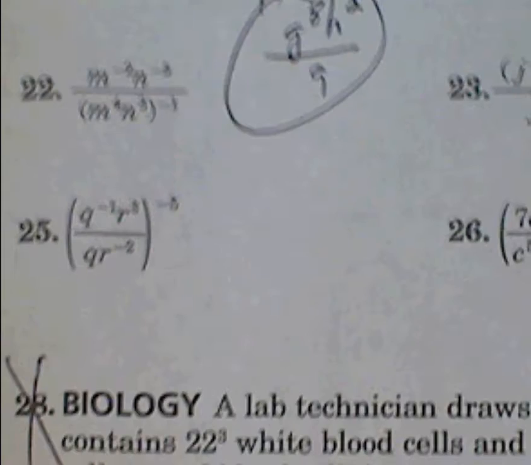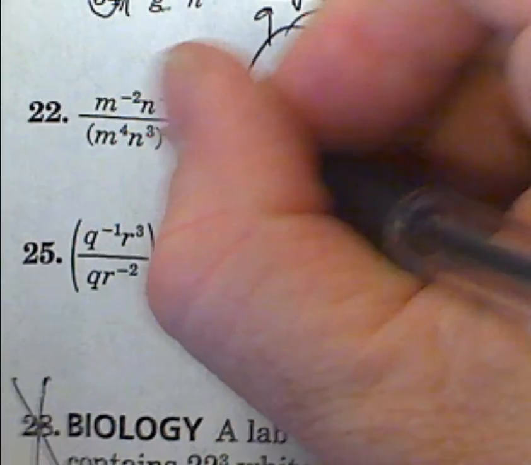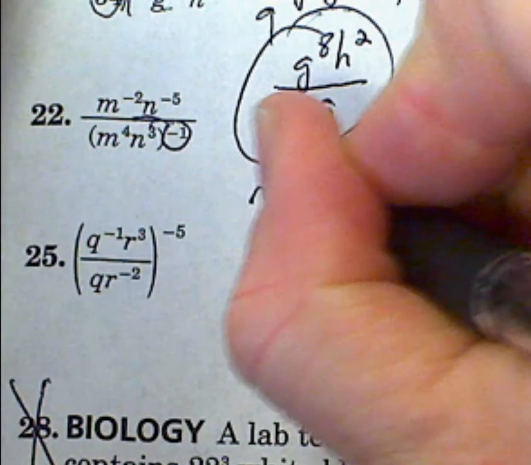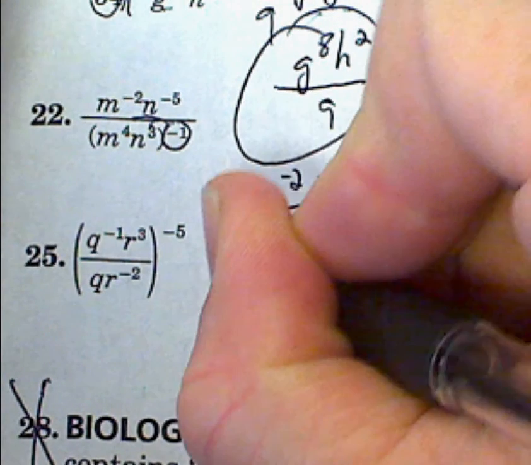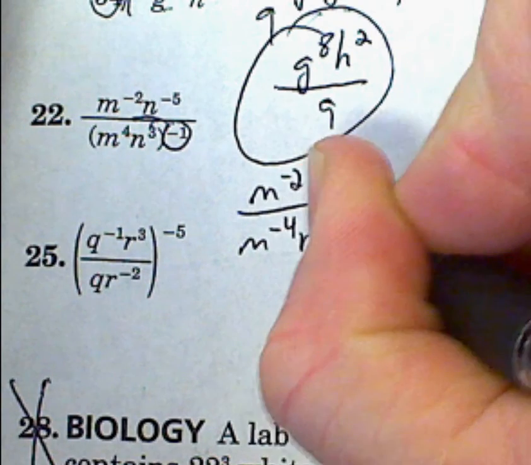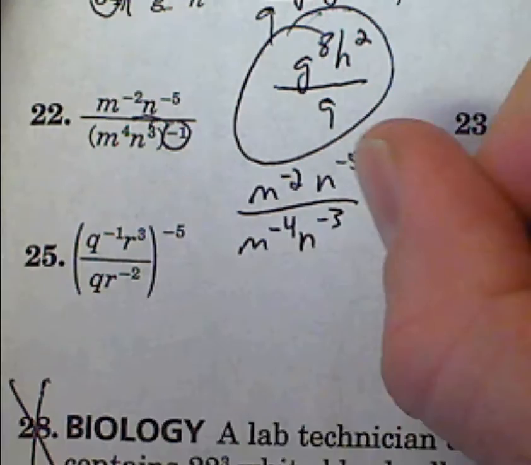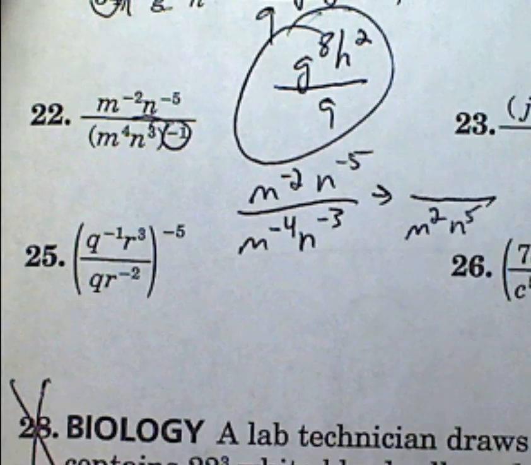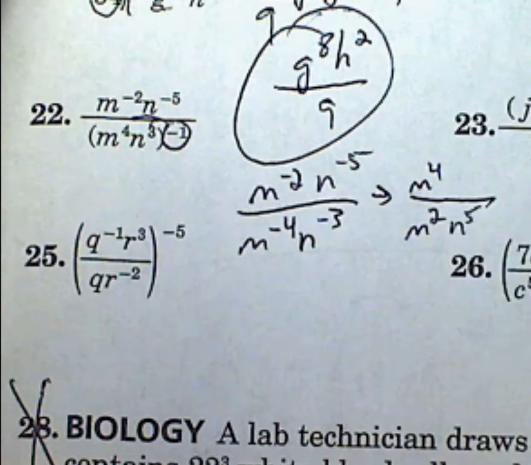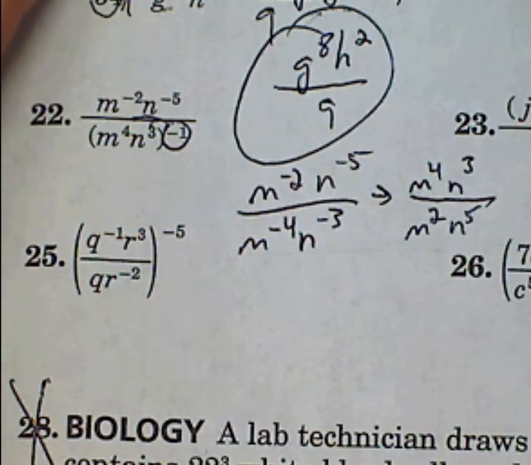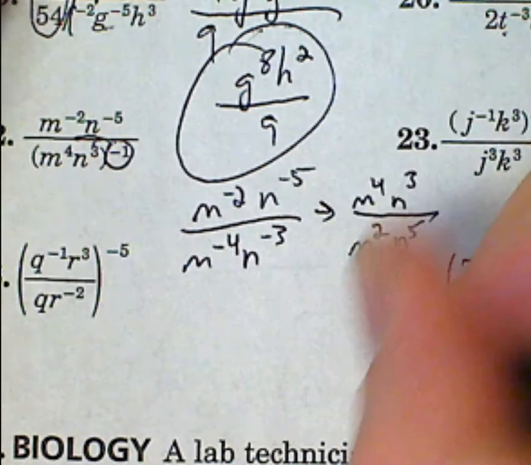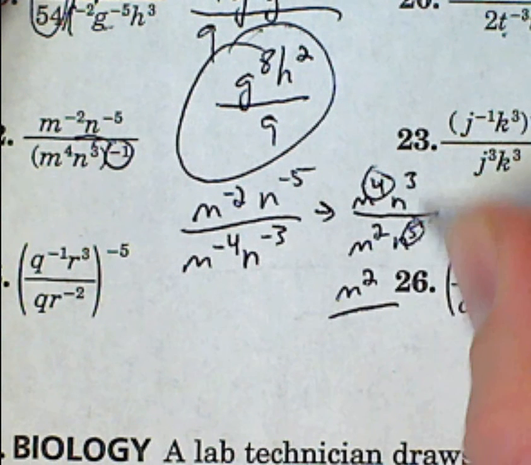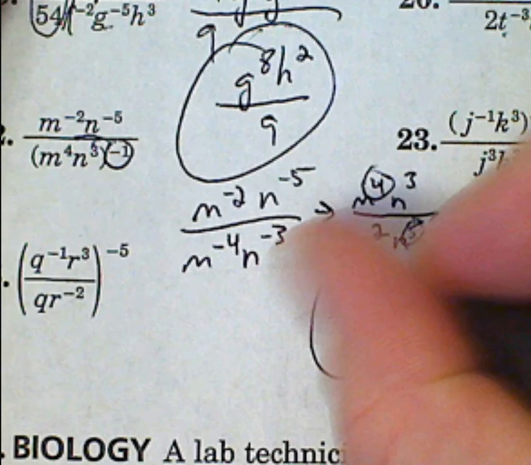Number 22. I have to distribute first. So this would be m to the negative 2, n to the negative 5, over m to the negative 4, n to the negative 3. Now I need to start switching levels. M squared goes on bottom, n5 goes on bottom, m4 goes on top, n3 goes on top. Now I can start subtracting. 4 minus 2, my larger is on top, so that's m squared on top. 5 is larger, so 5 minus 3 becomes on bottom.